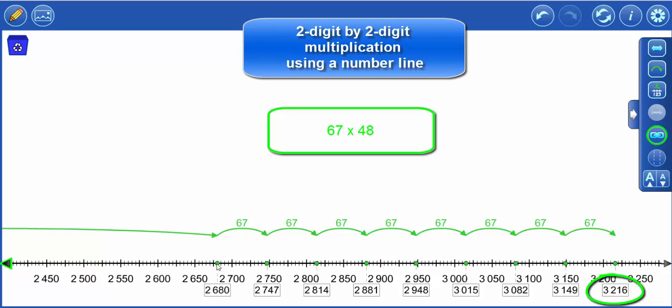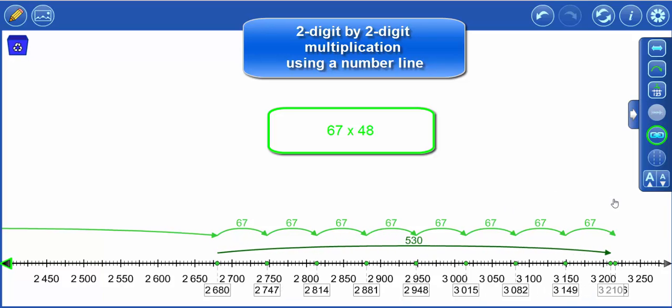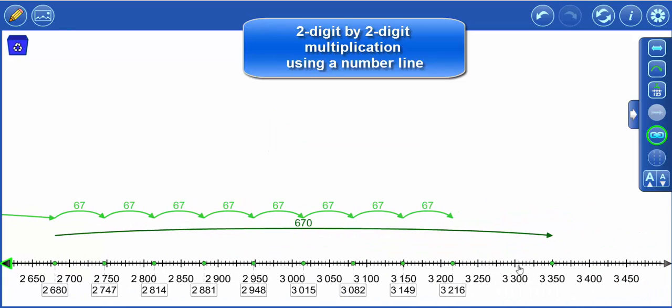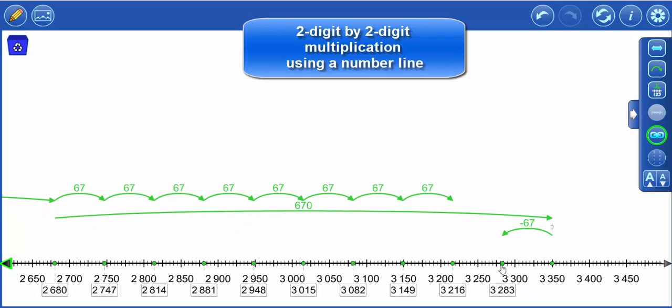There are many ways to model 67 times 48. I've demonstrated two alternatives. In the last case, instead of adding on 8 hops of 67, I could have added on one more hop of 670. And hopped back 67 twice, and still getting 3,216. Feel free to decompose numbers as you see fit as you explore two-digit multiplication on a number line.